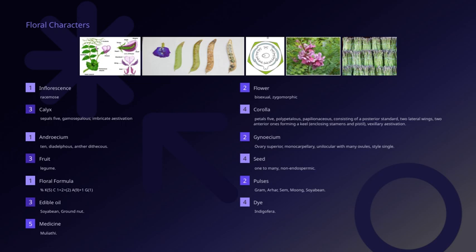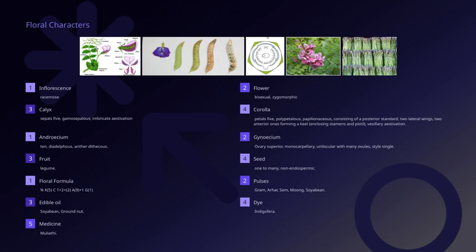The androecium, which is the collective term for the stamens, usually comprises a 9 plus 1 arrangement, which is typical in these plants. The sepals are 5, gamosepalous, meaning they're fused together, and have imbricate aestivation, which refers to how the sepals overlap before opening. The calyx is racemose, indicating the way the flowers are arranged on the stem. Finally, the inflorescence is a raceme, a simple and common flower arrangement.